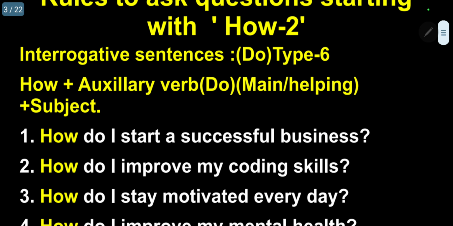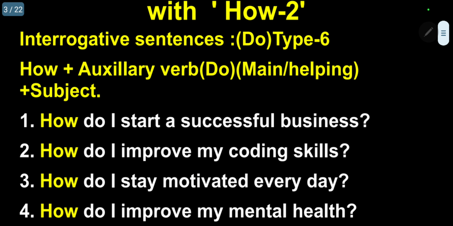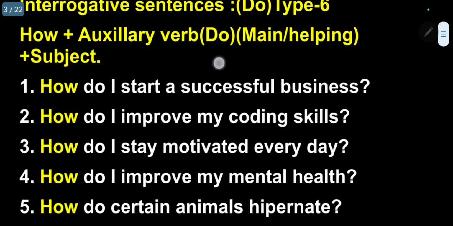So, in continuation of the previous class, I am using the remaining type 2, type 3, type 4, type 5 auxiliary verbs with how. Here I am first starting with the do verb. Please remember, do always comes with plural nouns as well as plural pronouns. If it is singular, it will come as does. Okay, this point you must have. Now let me discuss.